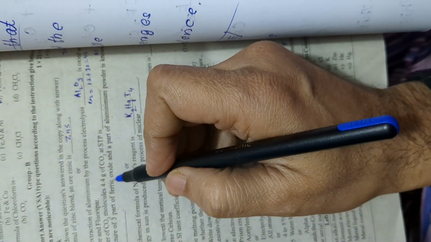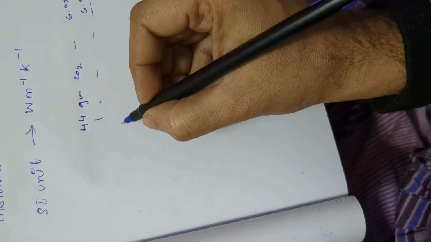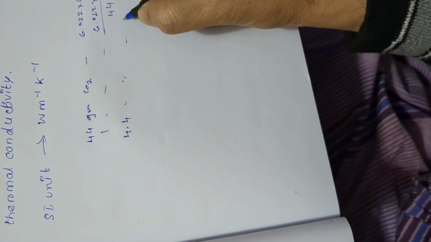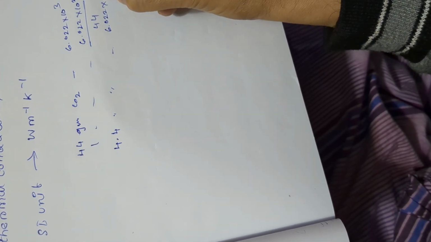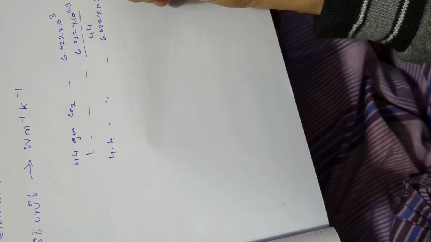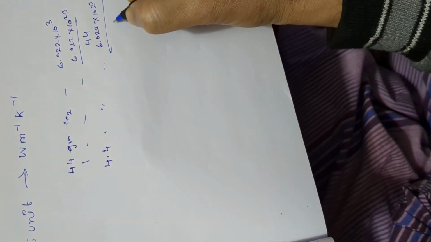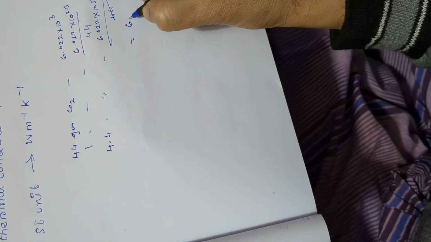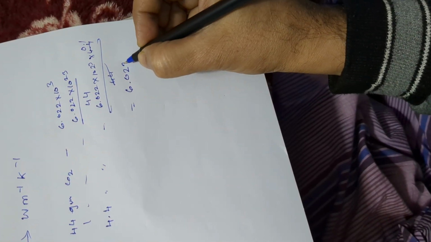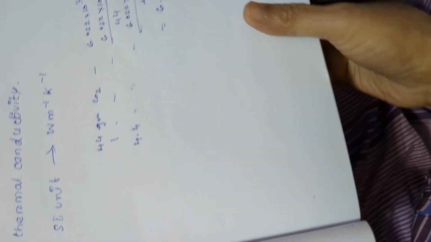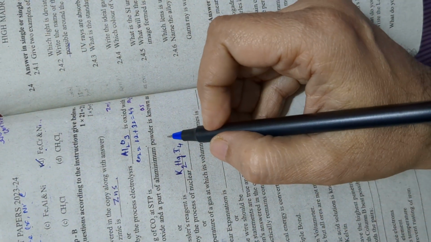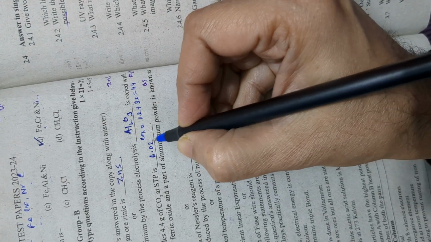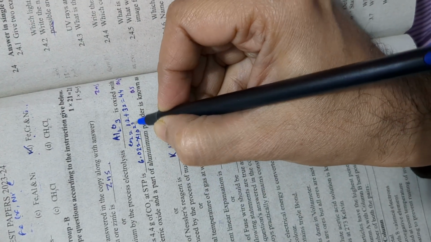Now here it is mentioned 4.4. That means a difference of 1 point. With 4.4 gram of carbon dioxide, 6.022 into 10 to the power 23 into 4.4 by 44, so we find that it is 0.1. That means 6.022 into 10 to the power 22.